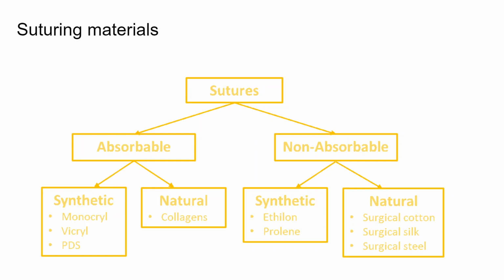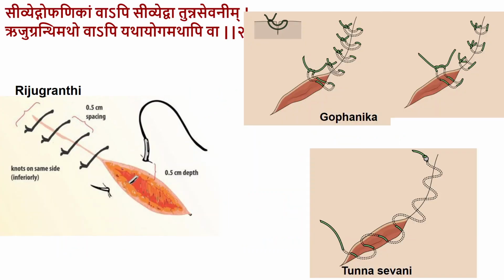Among non-absorbable sutures, the natural ones are mainly cotton, silk or steel, whereas the synthetic ones are ethylene, proline. These are the non-absorbable materials which are used now.